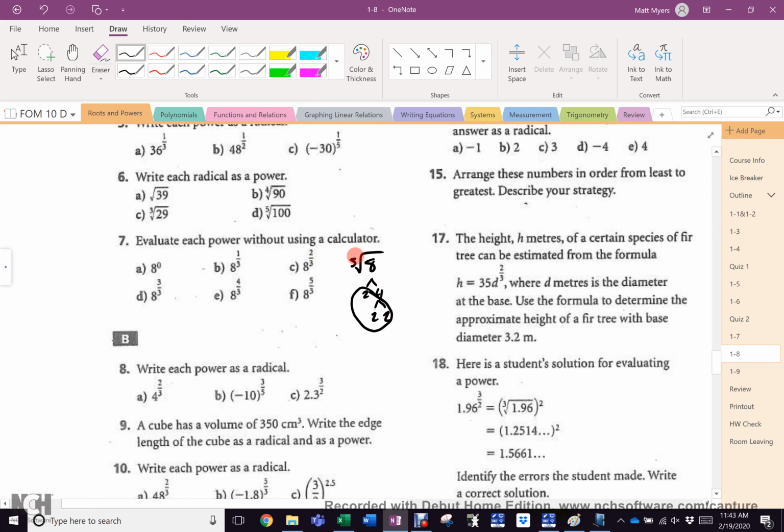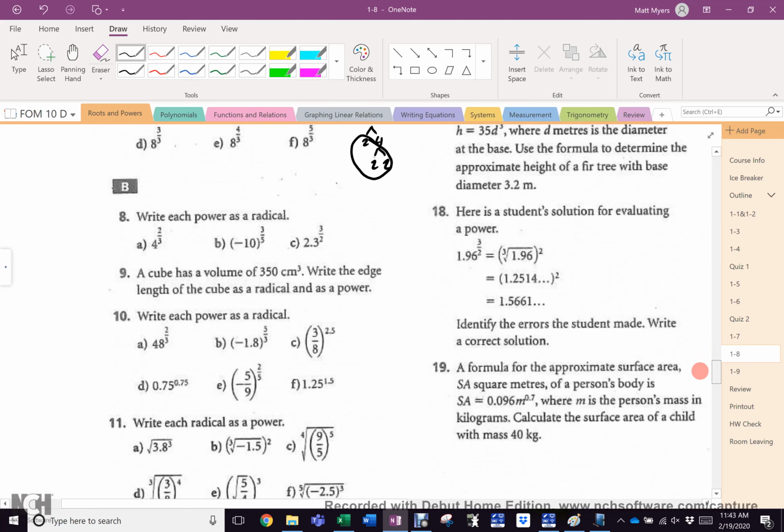8 to the 2/3 is the cubed root of 8 squared. So it's 2 squared, which is 4. That's all it is. It's exactly what we did in our notes. 3 over 3 is 1. 8 to the 1 is 1. Or it is 8. 4/3, 2 to the 4th is 16. 5/3, 2 to the 5th is 32. Yeah? All right. Nothing till number 13 then?